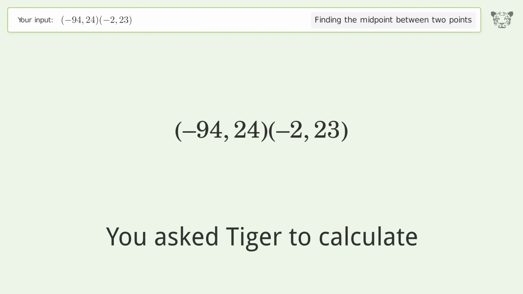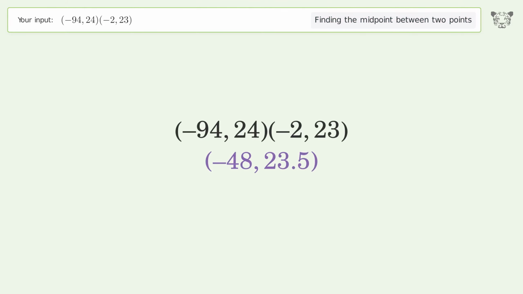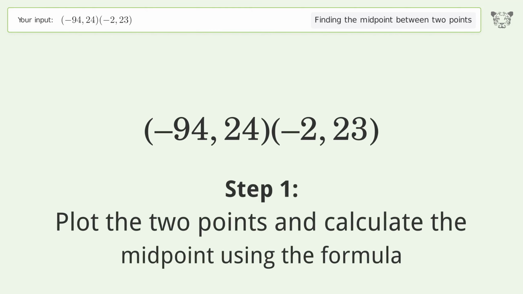You ask Tiger to calculate. This deals with finding the midpoint between 2 points. The midpoint between the 2 points is negative 48, 23.5. Let's solve it step by step. Plot the 2 points and calculate the midpoint using the formula.